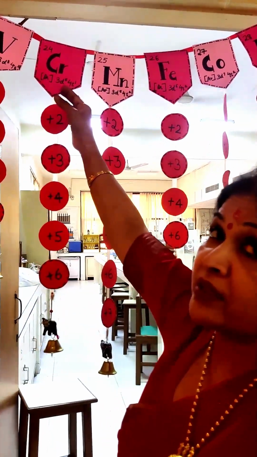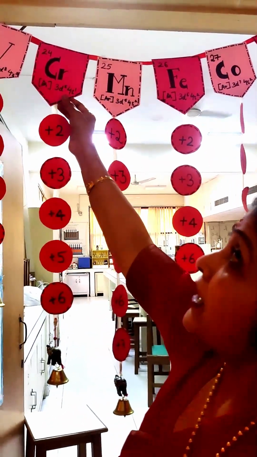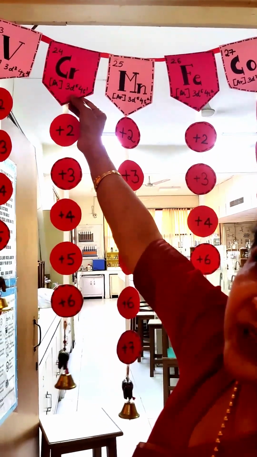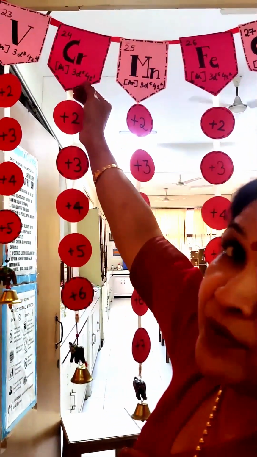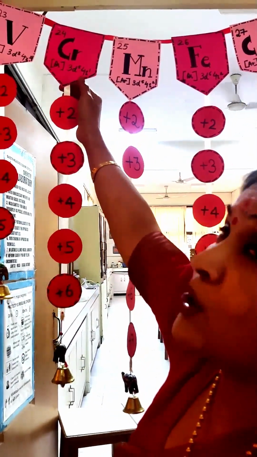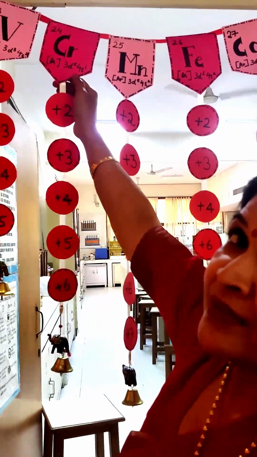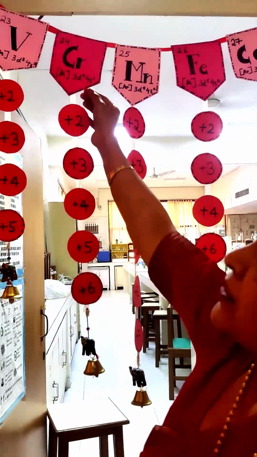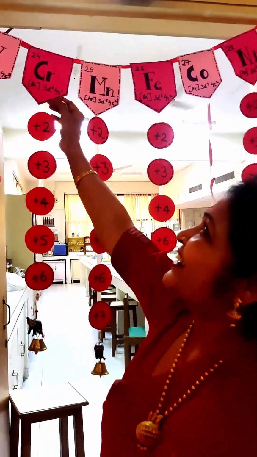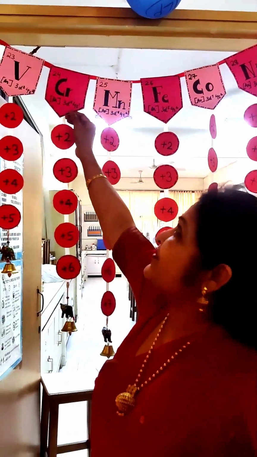I already told you in the class discussion. Okay, again repeating. What is the outermost configuration? 3d5, 4s1. Yeah. So how many electrons can we lose over here? 6. Okay, +3 means there is a loss of 3 electrons, first from s and then from d. So 1 electron has been lost from s, and 2 electrons are lost from d. So what configuration is left? 3d3, and 3d3 is half-filled.